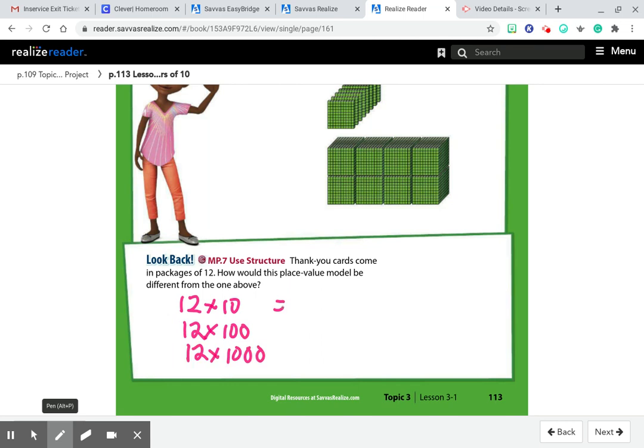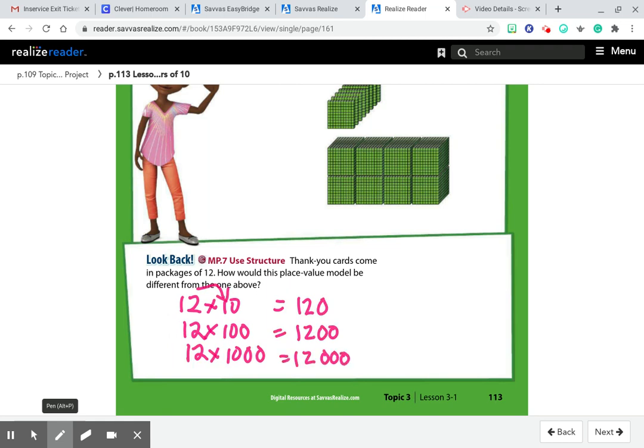12 times 10, remember, use distributive property. 12 times 1, bring your 0 over. 12 times 1, and bring 2 zeros over. 12 times 1, and bring 3 zeros over.